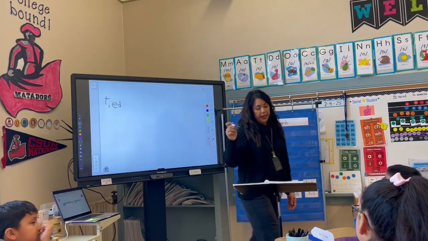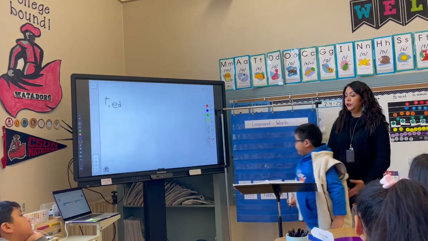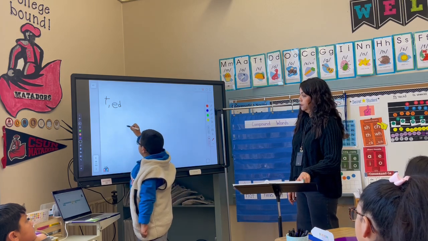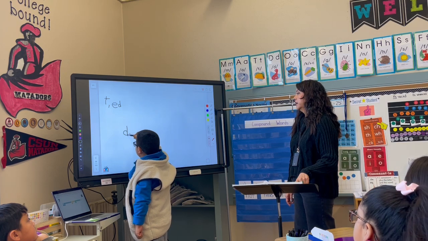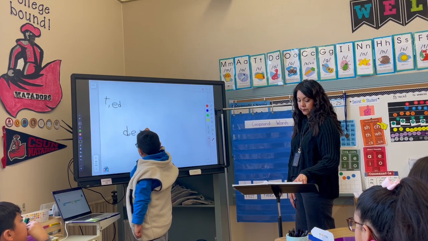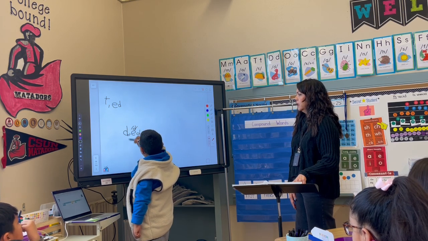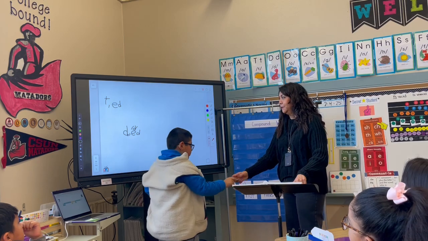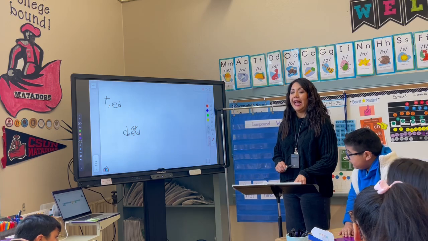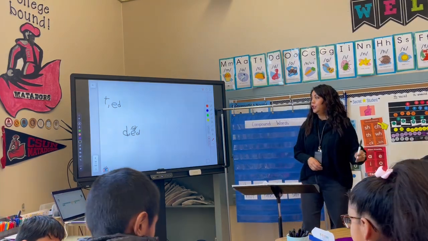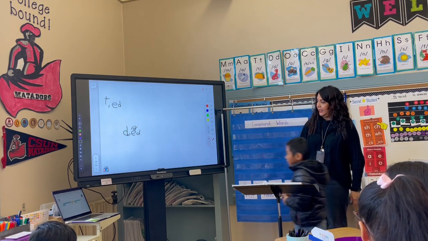Who can write the spelling pattern for D? Okay, D. There's two. And what's the other one? Okay. Oh, I like how you wrote the D sound for the ED. Excellent job. Okay, who can write the long vowel spelling pattern for I? There's two. Arturo? There's two. The long vowel spelling pattern that says I.